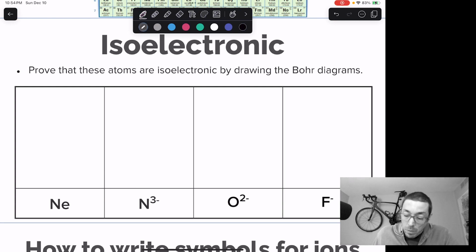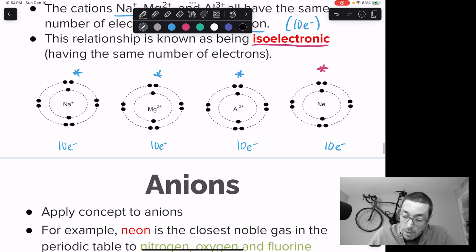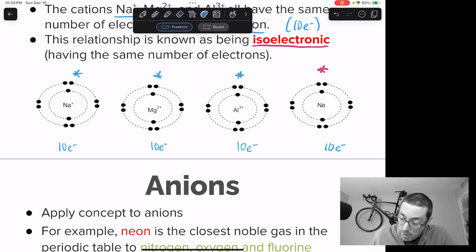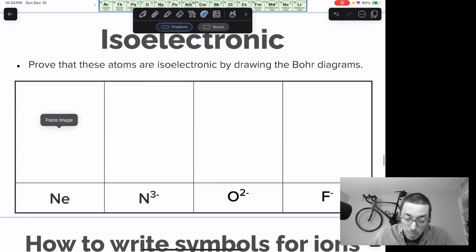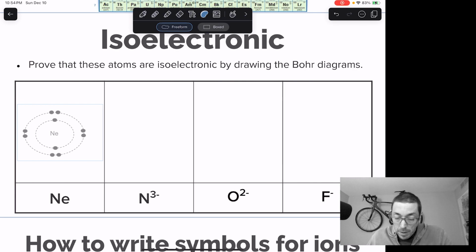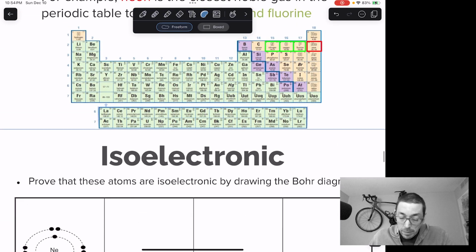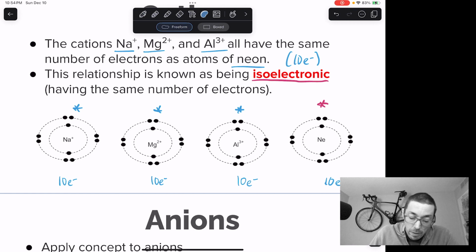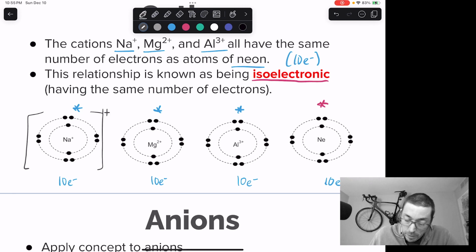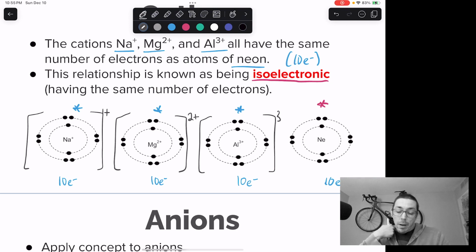So neon, well, I'm going to cheat, and I'm going to copy this and put it in here. So my Bohr diagram for neon is done. One thing I forgot though is, even though I said it earlier, these ions need their square brackets around them, right? Because they do have a charge on them. So aluminum, there we go. The neon doesn't need the square brackets because it's not an ion.